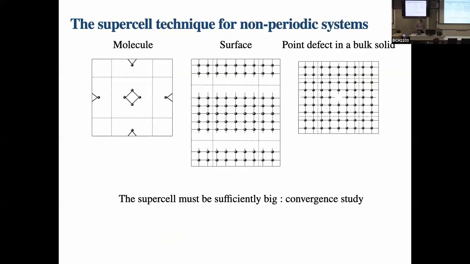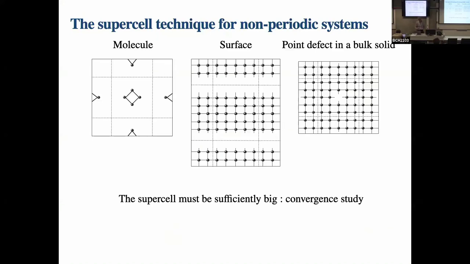You know that you can deal with a non-periodic system despite the fact that we have a periodic code. So if you have a molecule, you can deal with that by taking a large box with the molecule in the center. And if there is enough vacuum, the molecule is not interacting with itself within the next box. And so you are really simulating a molecule.